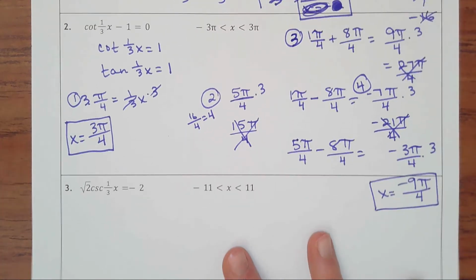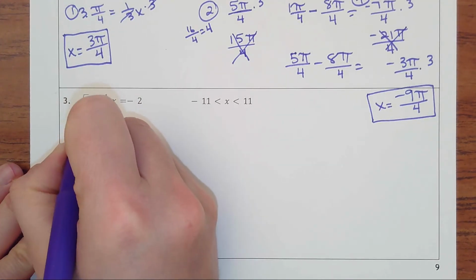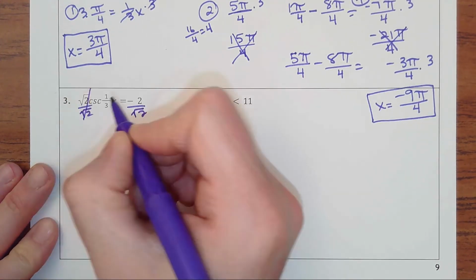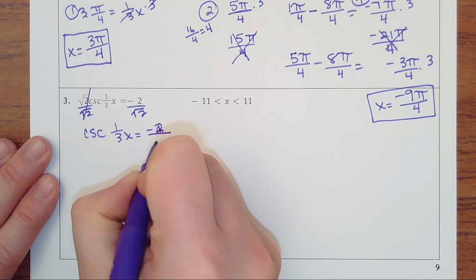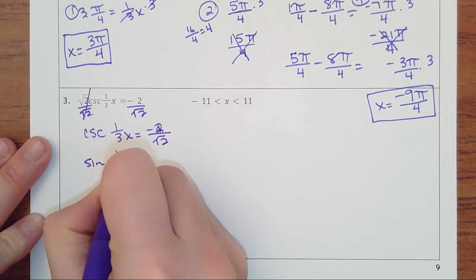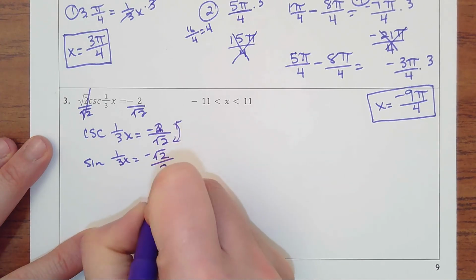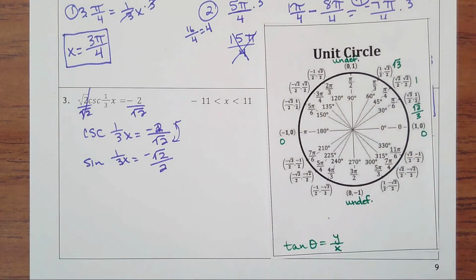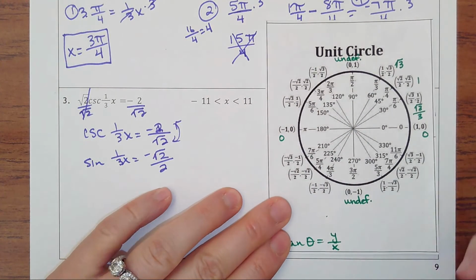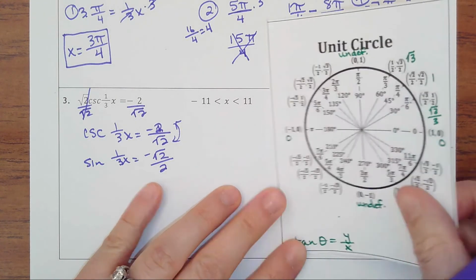And then number 3, we're going to divide by square root of 2. So cosecant of a third times something needs to be negative 2 over square root of 2. Change this into sine. And then switch this to be negative square root of 2 over 2. And then where is sine this? That would be at our 45s. And so that would be down here at 5 pi over 4 and here at 7 pi over 4.